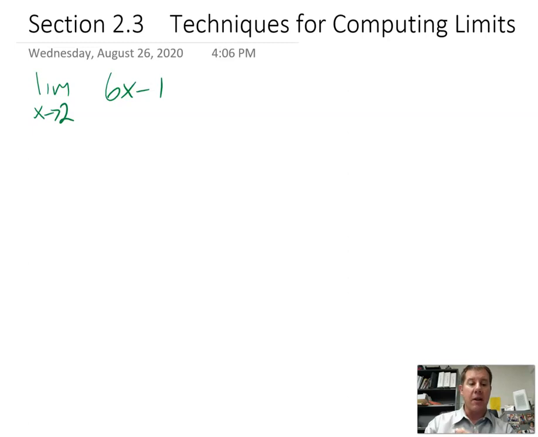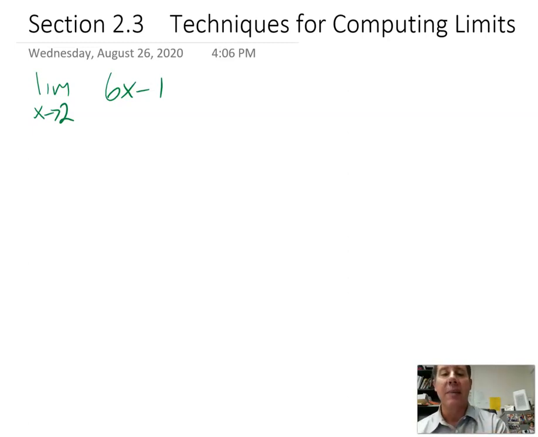We could do it numerically by plugging in values that are very close to 2, like 1.9999999 and 2.000001, and make sure that as I come from both the left and right hand side, because this is a two-sided limit, those are approaching the same value. But we can also do this algebraically, and that's probably a better method here.